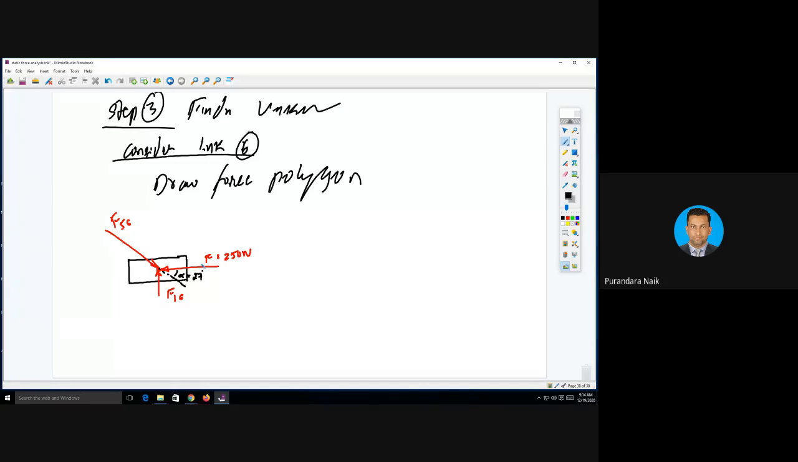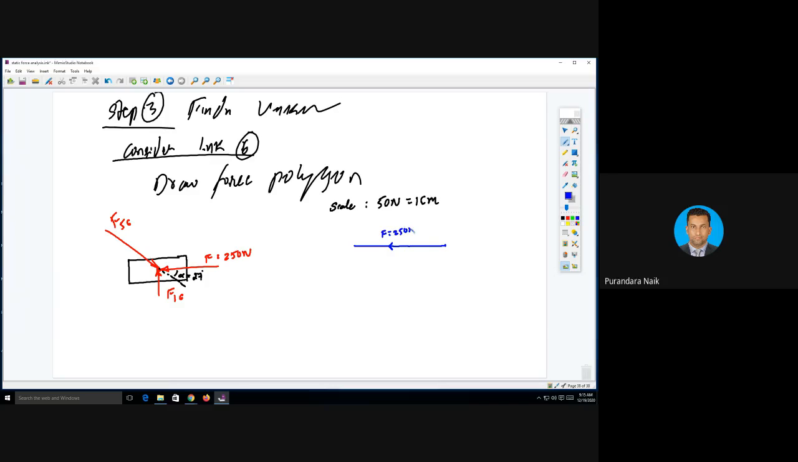What do we have to draw? First one, F. First, you take the scale. 250 Newton is there. Let us take 50 Newton is equal to 1 centimeter. So 250 means it will be 5 centimeter. Mark a point somewhere here and draw a horizontal line of 5 centimeter. That is F.